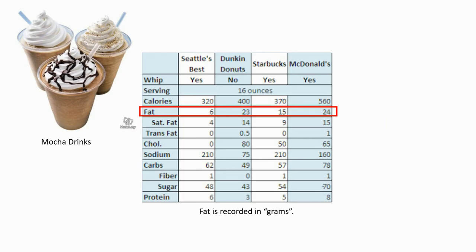If you were looking at those mocha drinks that you get from all these different stores, look at the amount of fat content in those. McDonald's and Dunkin' Donuts look like they're kind of competing with each other there. That's 24 grams of fat for McDonald's, 23 grams for Dunkin' Donuts.